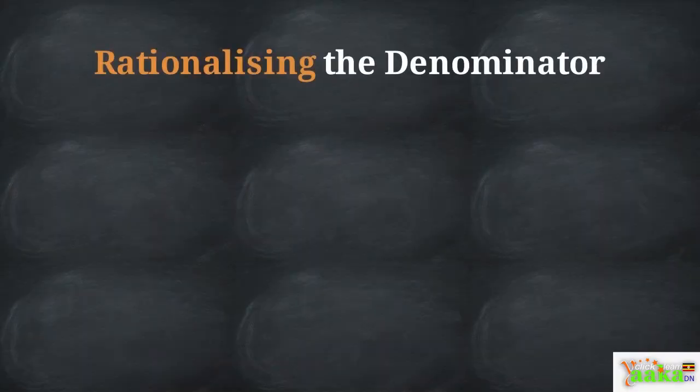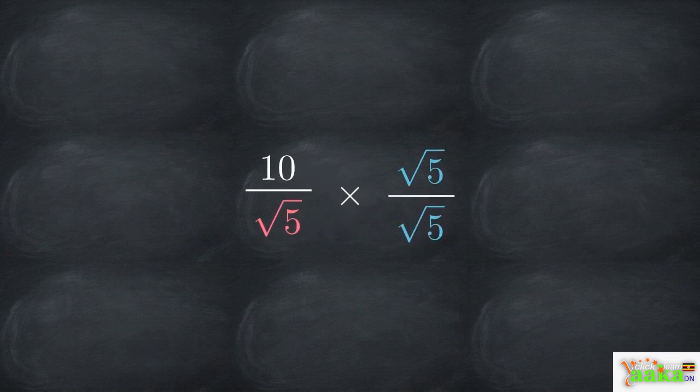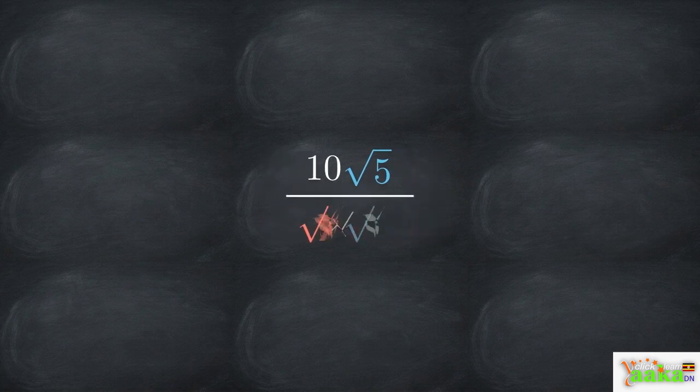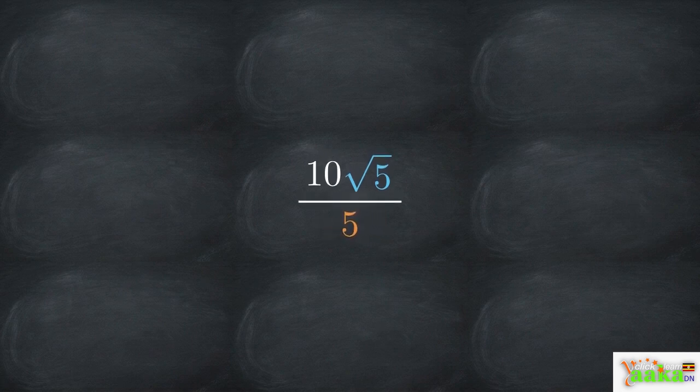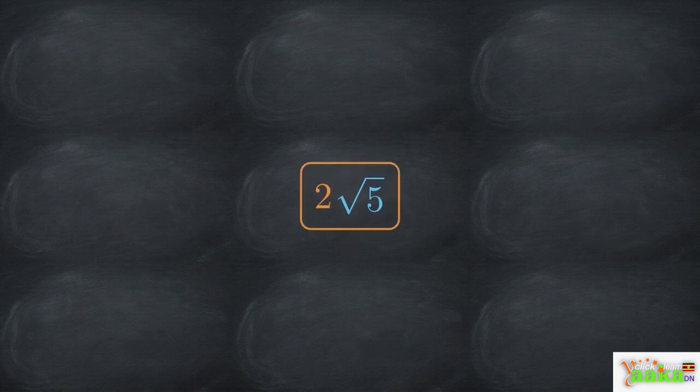There is one final rule to master. In mathematics, leaving an irrational root in the denominator of a fraction is considered an unfinished expression. To fix 10 over root 5, we have to rationalize it. To eliminate that root without changing the value of the fraction, we multiply both the numerator and the denominator by that same root. On the bottom, root 5 times root 5 is the square root of 25, which is a whole number 5. The root is gone. Finally, 10 divided by 5 leaves us with the simplified expression 2 root 5.